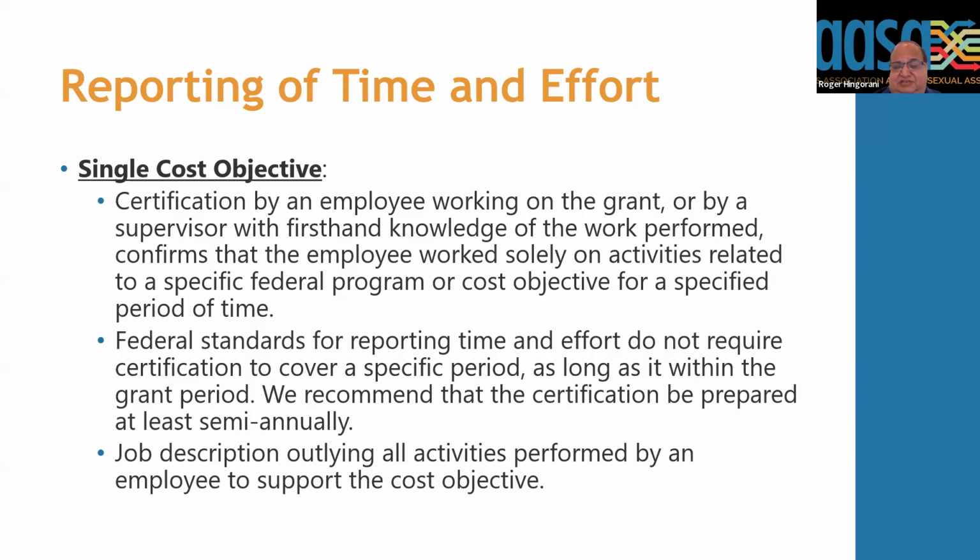A good job description outlining all activities performed by an employee should be there to support the cost objective. Here's the deal. I go in there and I see a certification where the employee says, I worked 100% of my time on this particular grant. I need to know what they did for the grant. And this is where the good job description, which is updated on the record, can show me that all the activities on their job description are eligible to be funded by the particular grant. So it supports your semi-annual certification.